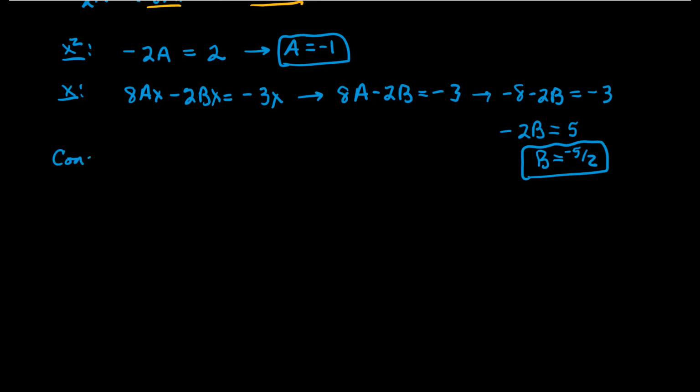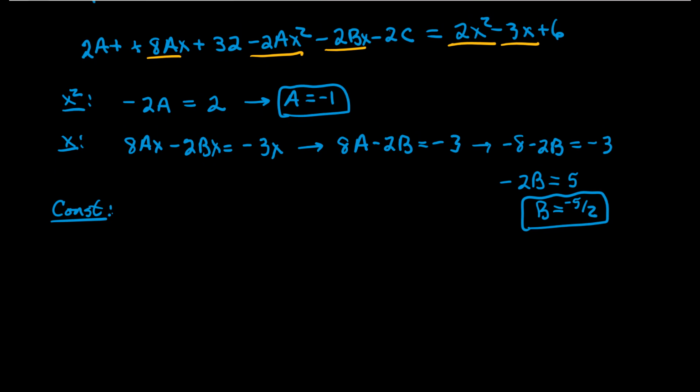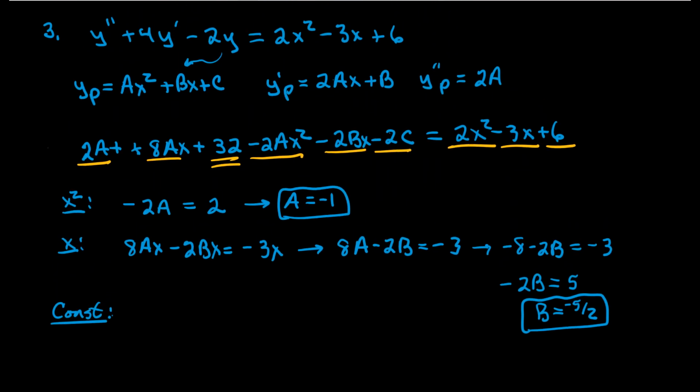Next, I'm going to move to the x to the 0 power, or the constants, and see what constants we have in our equation. Well, we have a 2a, we have a minus 2c, and we have a plus 6. Oh, look, hey, we also have this 32 here. Where'd that 32 come from? Let's see here. Well, that 32 came from a mistake.